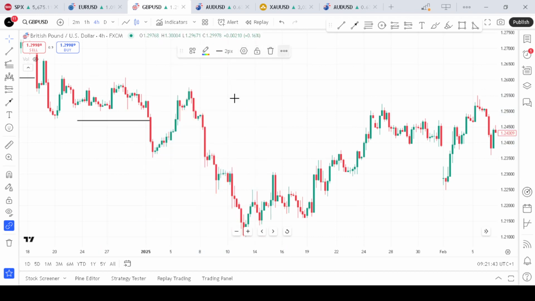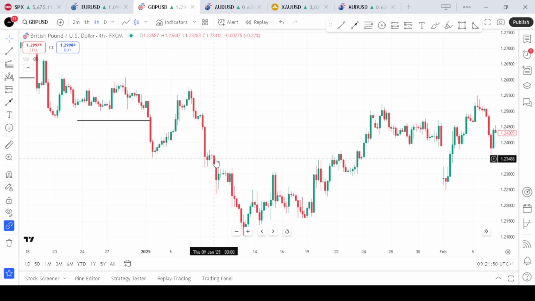So the next one we are going to look at is your Fibonacci expansion. Your Fibonacci expansion is a technical tool used to project future price movement in the direction of the prevailing trend. Unlike the retracement, which focuses on pullbacks, expansion helps traders identify potential price targets beyond the initial trend range.